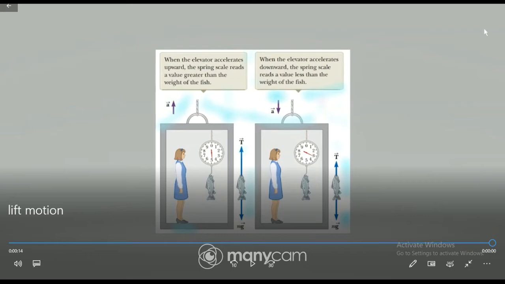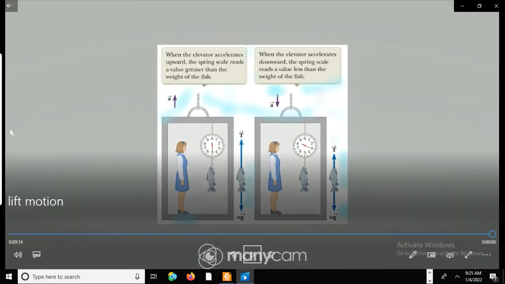If the motion of the body is not at uniform or constant velocity, that means it has its own acceleration. Moving up and moving down will then have different effects. That means T minus mg equals mass times acceleration.